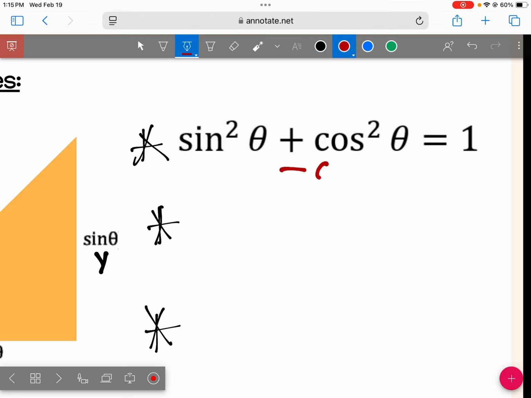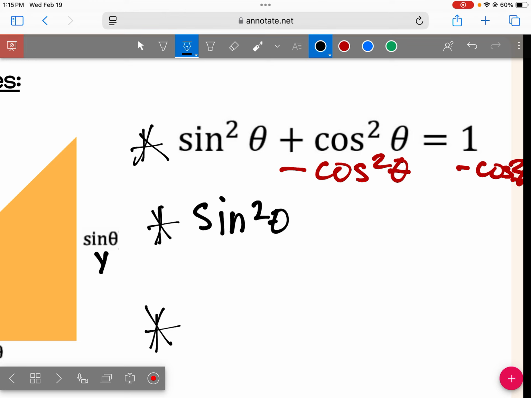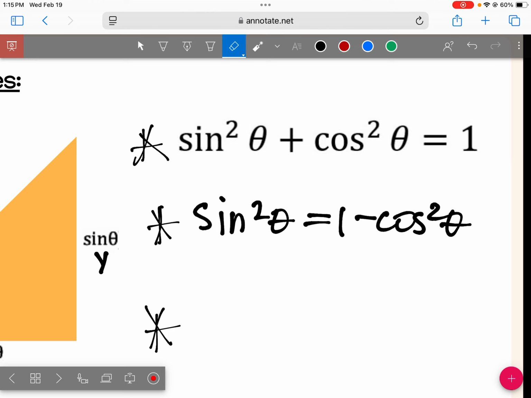If I subtracted a cosine squared here from both sides, we're just rearranging the equation, we end up with sine squared theta equals 1 minus cosine squared theta. And then if I tried this again, and I actually wanted to do this with sine, I would subtract my sine first, and what would we get?